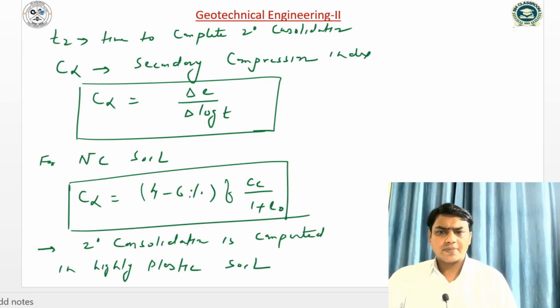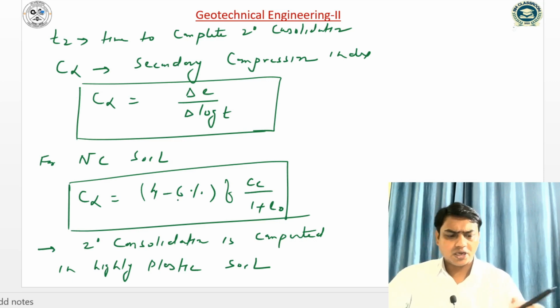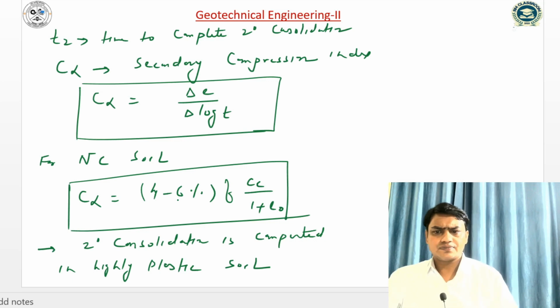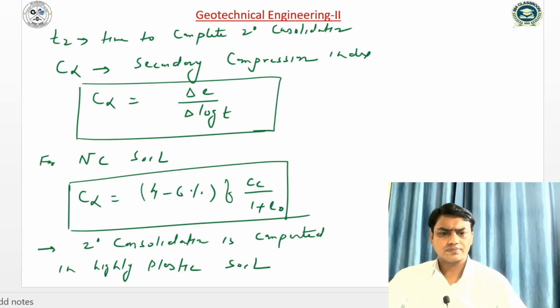So now we have completed the three types of settlement: immediate or elastic settlement, primary consolidation settlement, and secondary consolidation settlement. So the total settlement is the sum of immediate plus primary plus secondary.